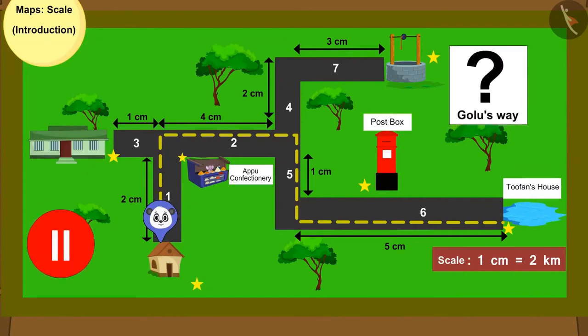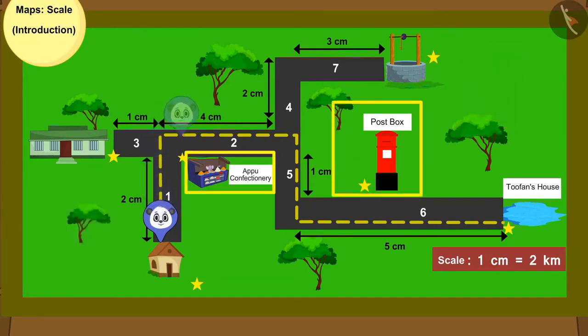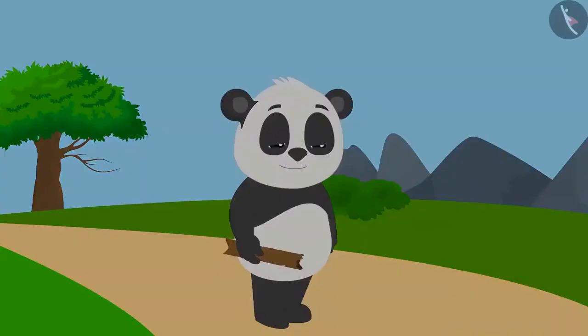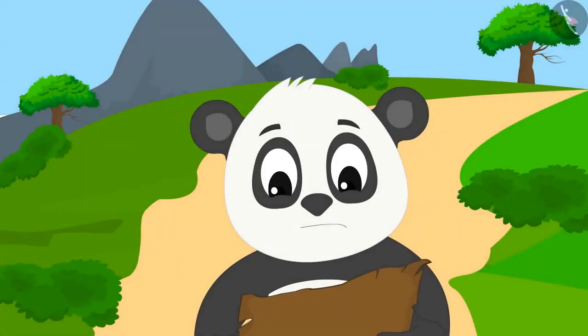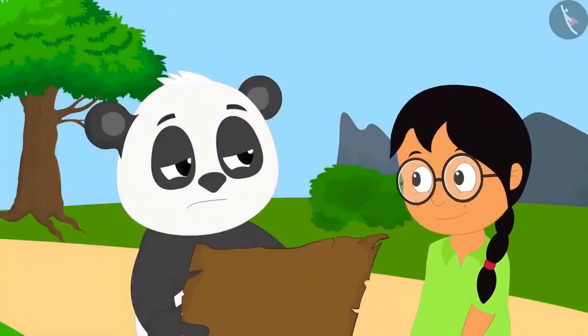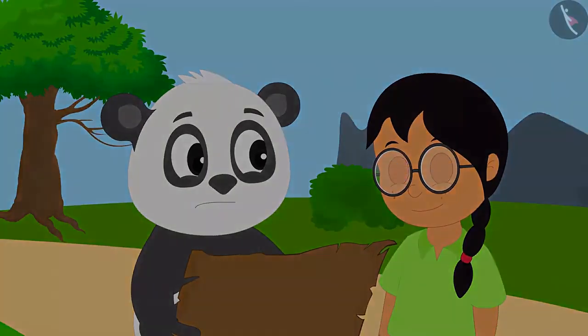If you want, you can find the answer to this question by pausing the video. Great, kids! Your answer is absolutely correct. Golu went on his way. After a while, he got lost. That's when he saw Meenu on the way. He asked Meenu for directions.